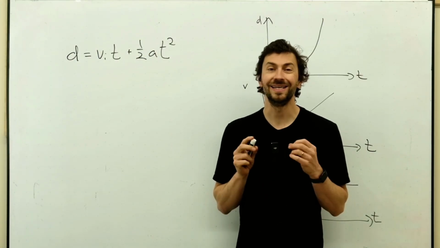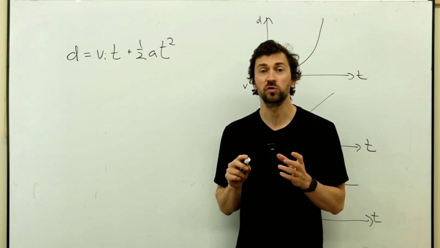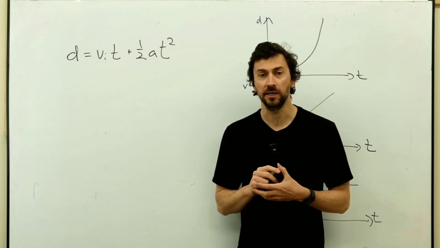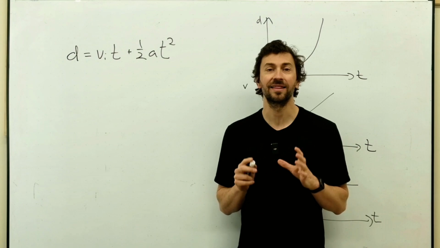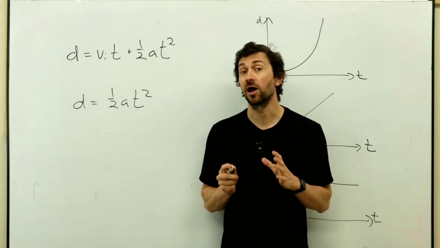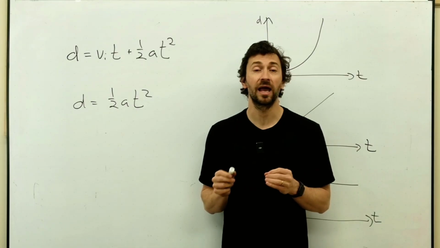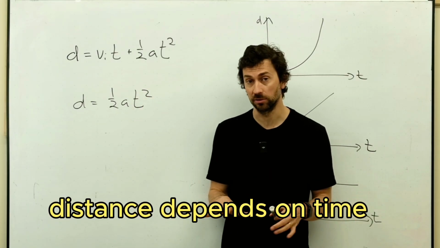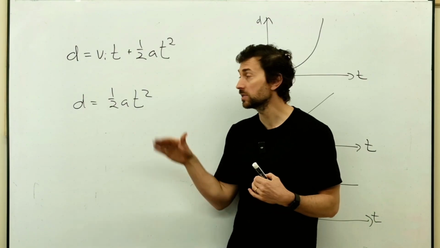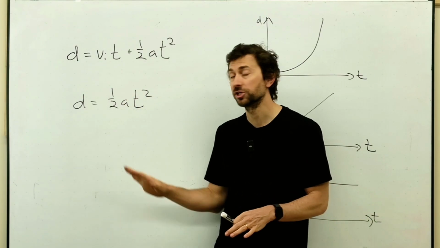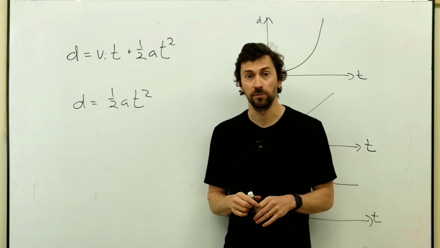This parabolic relationship between acceleration and displacement is actually captured inside the kinematics equations. This one here, d equals v_i t plus 1/2 a t squared. Let's imagine, for the sake of simplicity, that the initial velocity is 0. So this is like a parabola: d equals 1/2 a t squared, and t is like my x term. So the distance depends on time in a parabola kind of way when acceleration is not equal to 0.